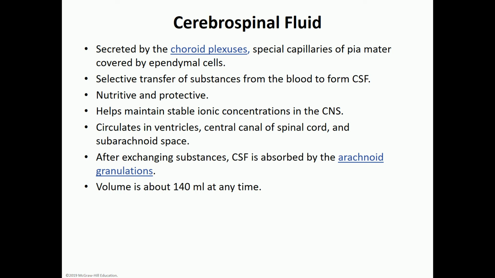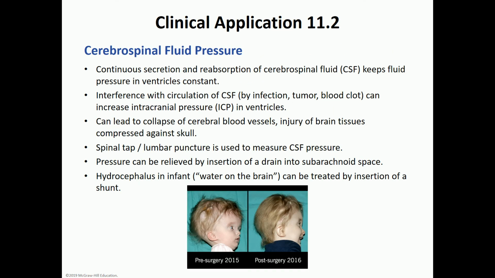The amount of CSF that we have at any time is about 140 milliliters. And if you switch milliliters to fluid ounces, it's between 4 and 5 fluid ounces. So it's about half a cup, which is not much, but that CSF is extremely important to our brains. So a little clinical application: the CSF should have a normal pressure. Okay, so we make some and reabsorb some. The amount that we make should be equal to the amount that is being reabsorbed through the arachnoid granulations. So we have a constant pressure of CSF.